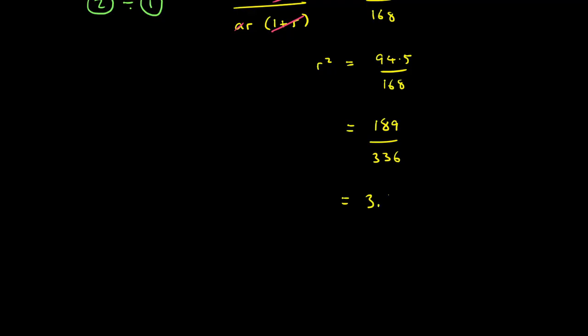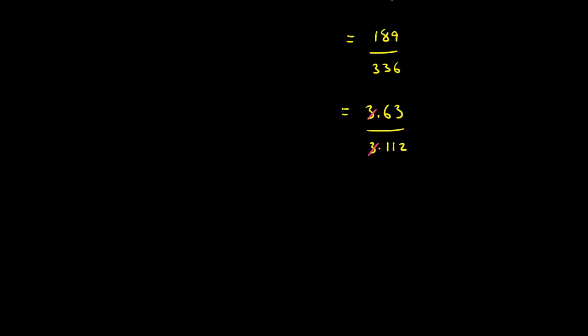So that would be 63 here, right? Because 180 divided by 3 is 60, and 9 divided by 3 is 3. And I'll factorize out 3 here, which will give me 112. So I can divide top and bottom by 3. And again, I think 63 and 112 can also factorize out by 3.